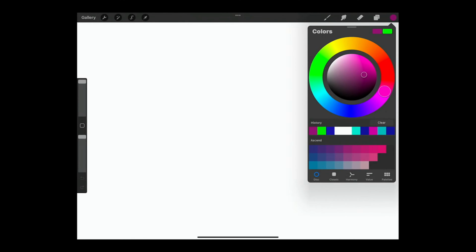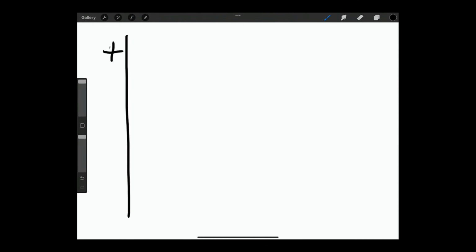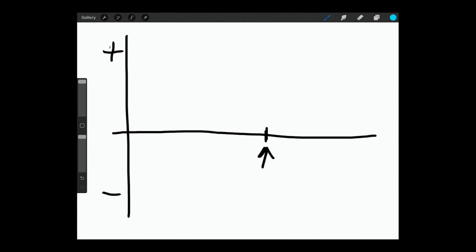Let's first draw the risk graph. So this would be plus, this would be minus, and this is your zero line. Let's say that price is right here. Now, when you put on a naked put, you're selling a put. And when you sell a put, it's going to look something like this. Now, let's say that the strike price that you want is right at the money, right there. Probably not the best way to do it, but your risk graph is going to look something like this.